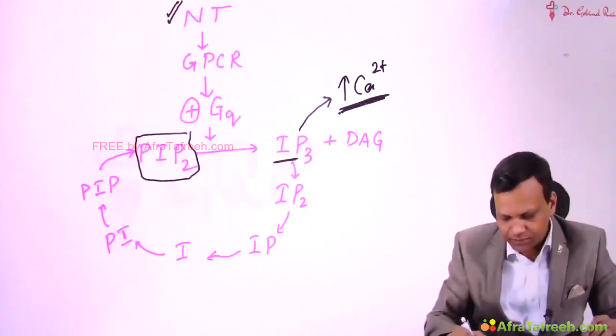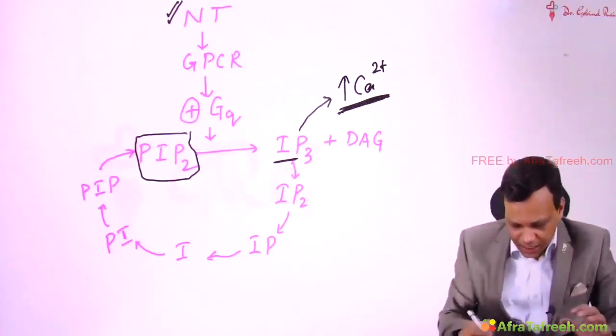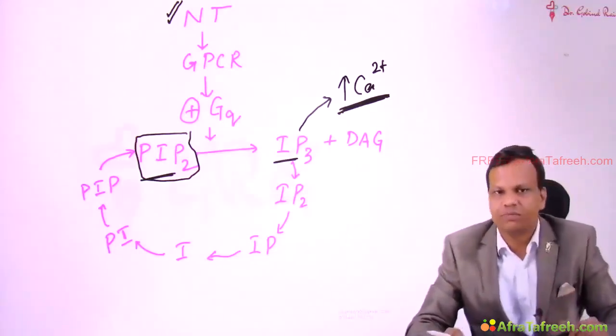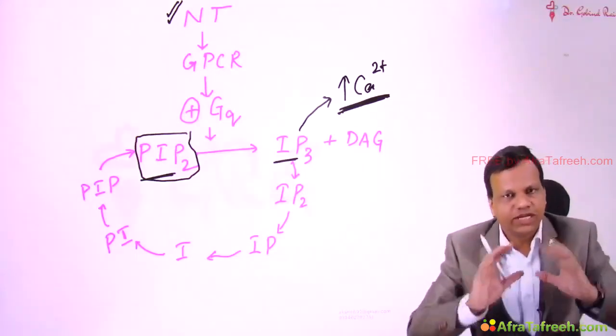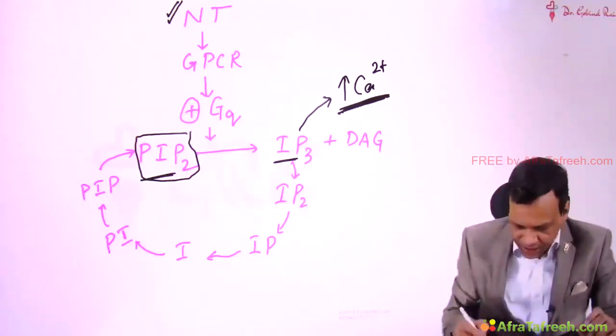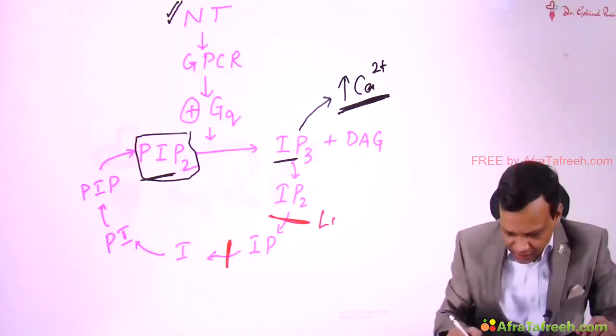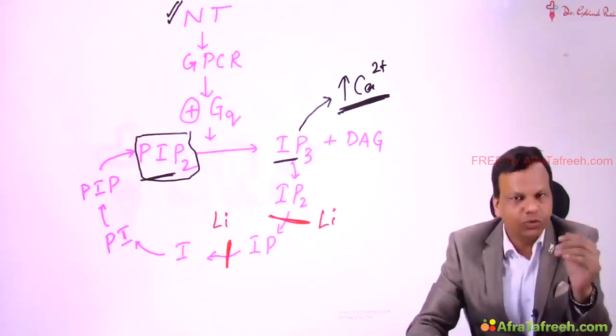Neurotransmitter produces the action. After the action, again the second messenger precursor PIP2 is regenerated so that more calcium can be produced. So what does lithium do? Lithium inhibits these phosphatase enzymes. Lithium inhibits the breakdown of IP2 and IP.